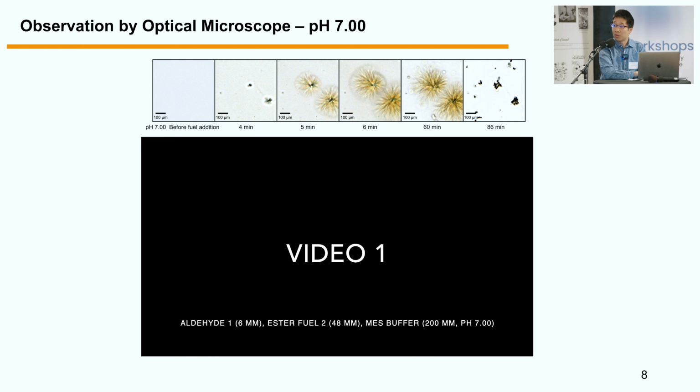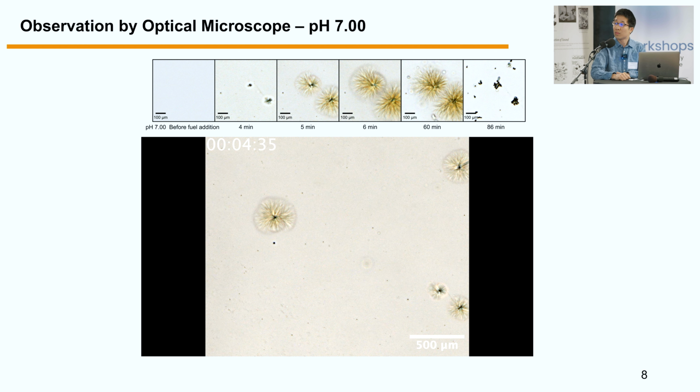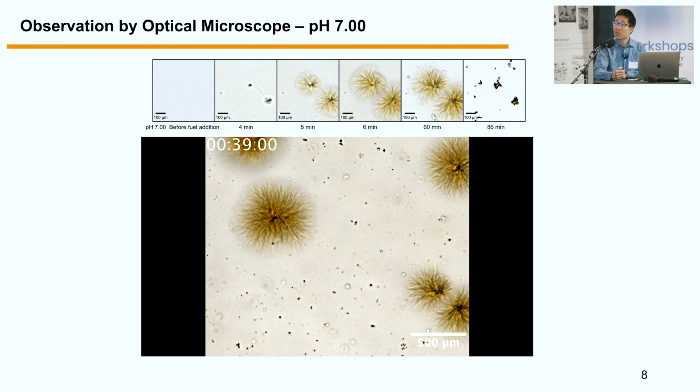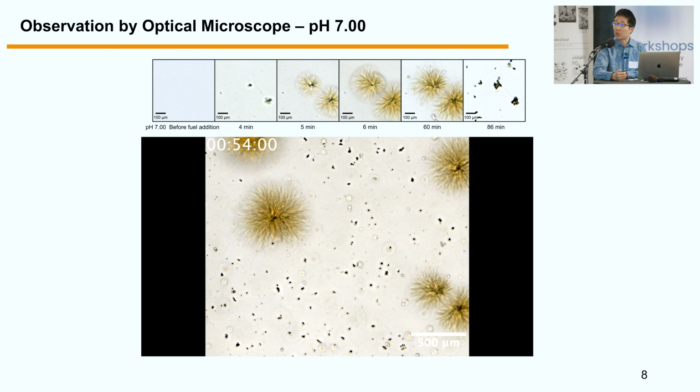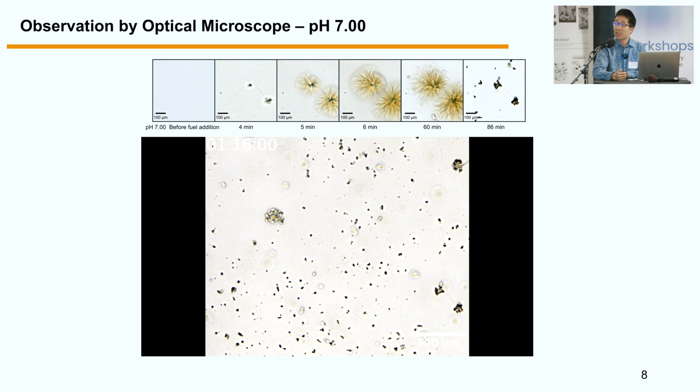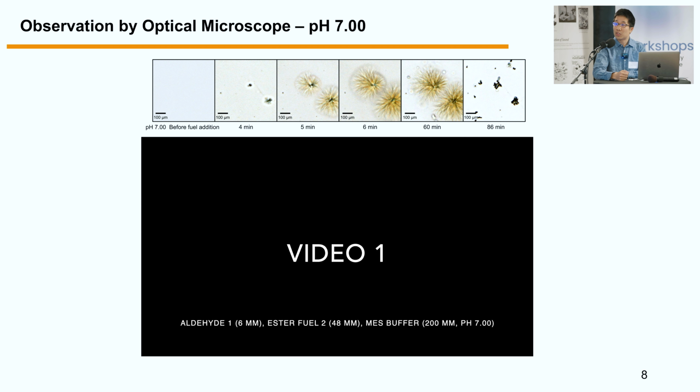This is an observation by a microscope. You can see after the addition of the fuel, the spherical aster-like structures were formed. So it's not amorphous random assembly. They have well-defined structures. And these assembled structures continue to exist up until 60 minutes and then gradually disappeared. So it's a transient behavior.